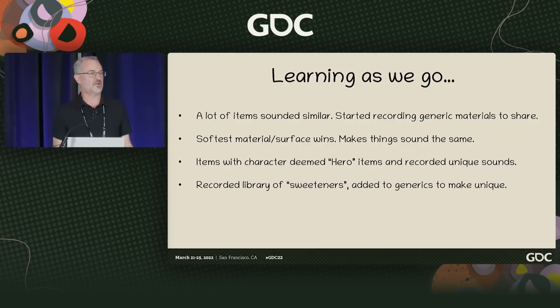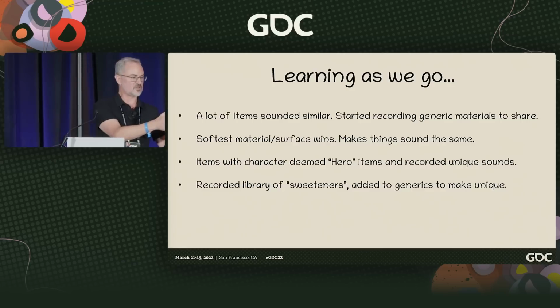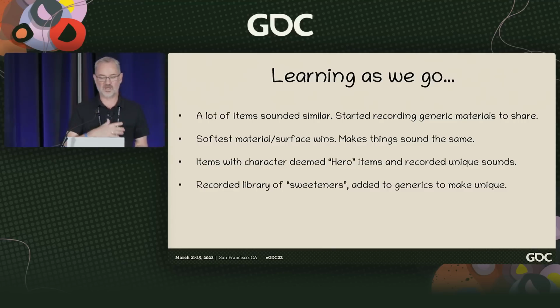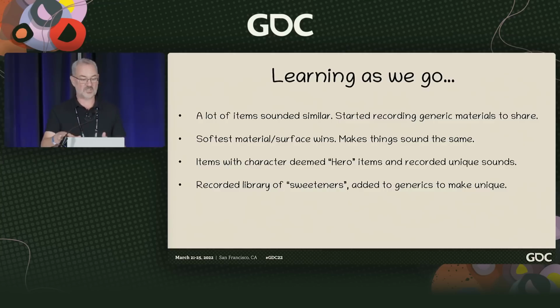We recorded a library of sweeteners. For example, we have this cup sound, but we also have this other cup that's got pencils in it, and they shake around when you move it. So we just recorded the sweetener of pencils shaking around and played that while using the shared cup sound. So we had this library of sweeteners that didn't need to be recorded on different surfaces, because it's more about the sound of the objects interacting with each other. And so the sweeteners actually gave us more mileage with all of our generic sounds.